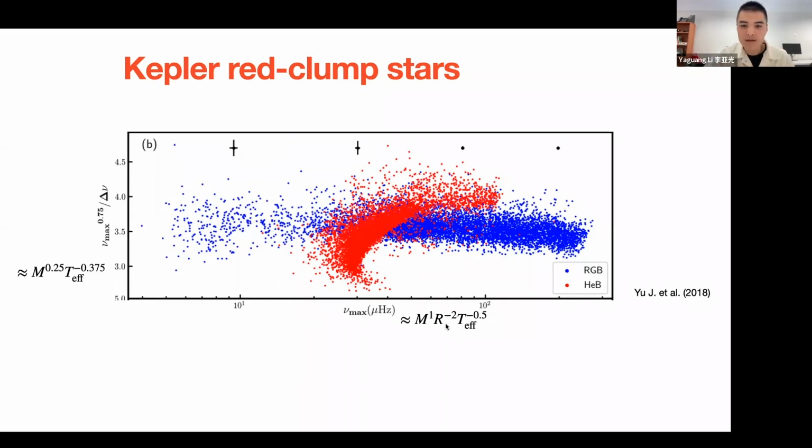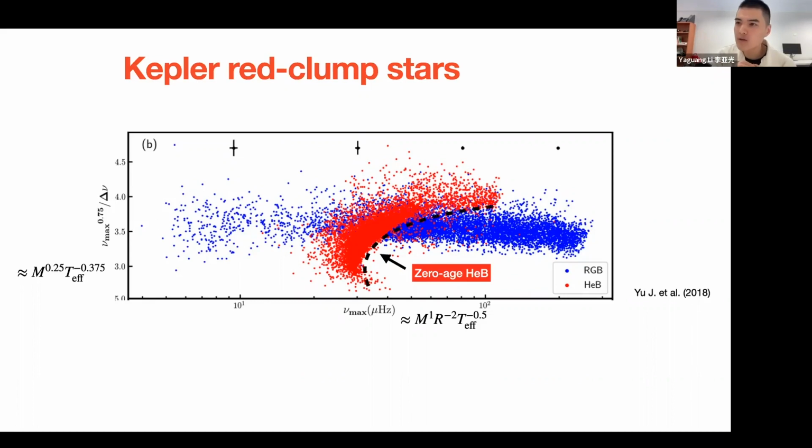Immediately we can notice that all the red clump stars form a very interesting pattern, and that is the hook that I'm talking about here. This hook corresponds to the zero-age helium burning phase. A star, once it starts burning helium, will first sit on this black dashed line and then gradually evolve to the left on this diagram.